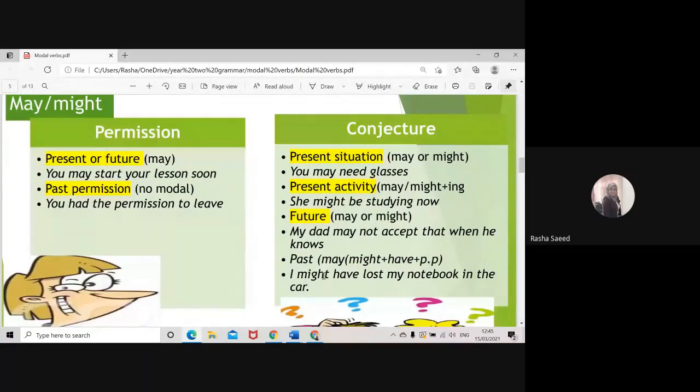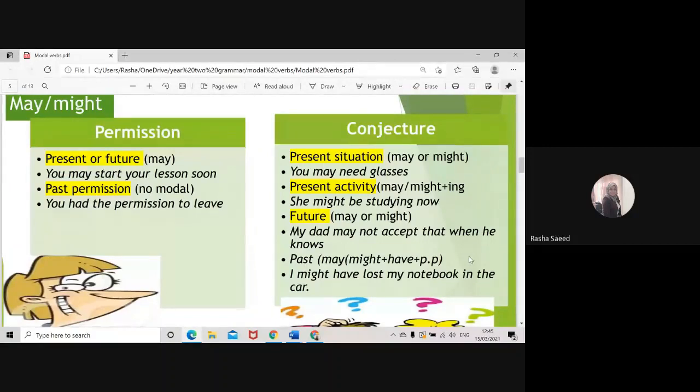Okay, conjectures might also refer to the past, and in this case you also use may, might, plus have, plus the past participle of the verb. Okay, do you notice something? Whenever you want to use one of the modal verbs referring to the past, you always use the modal verb plus have and the past participle. Whenever I give you a modal verb and say use this meaning referring to the past, you always notice we use might plus have plus the past participle of the verb.